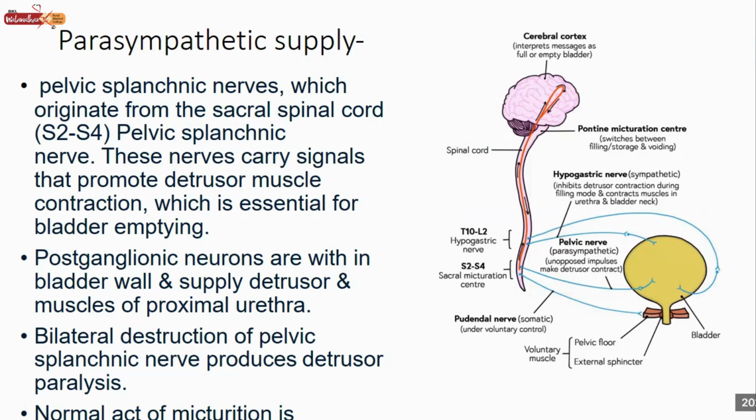Now the postganglionic neurons are within the bladder wall and supply the detrusor and muscles of the proximal urethra so that they can dilate for emptying. Bilateral destruction of the pelvic splanchnic nerves produces detrusor paralysis.